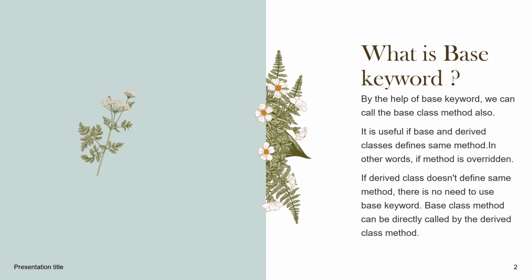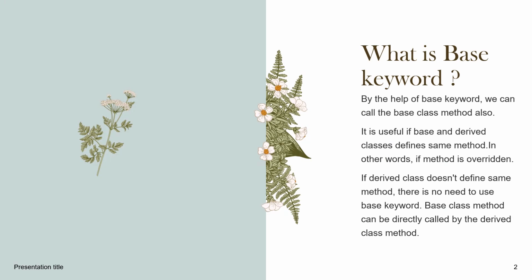Whenever you are dealing with inheritance, if you want some data from the parent class, you can always go ahead and refer to it using this base keyword. It is useful if the base and derived classes define the same method. In other words, if the method is overridden. Fine. If the derived class doesn't define the same method, there is no need to use the base keyword. The base class method can be directly called by the derived class method.